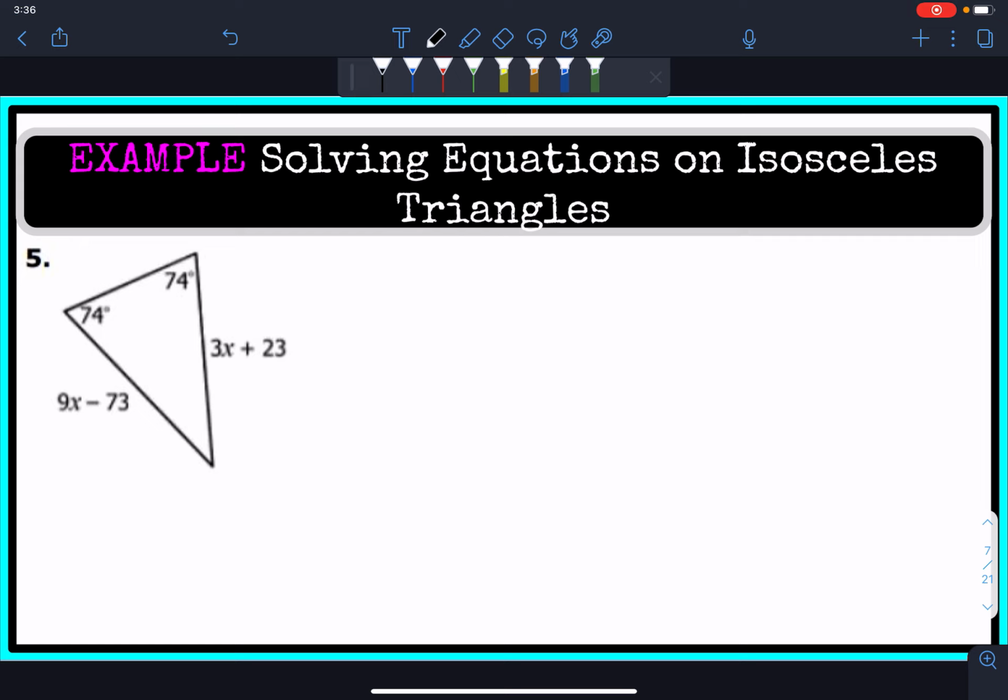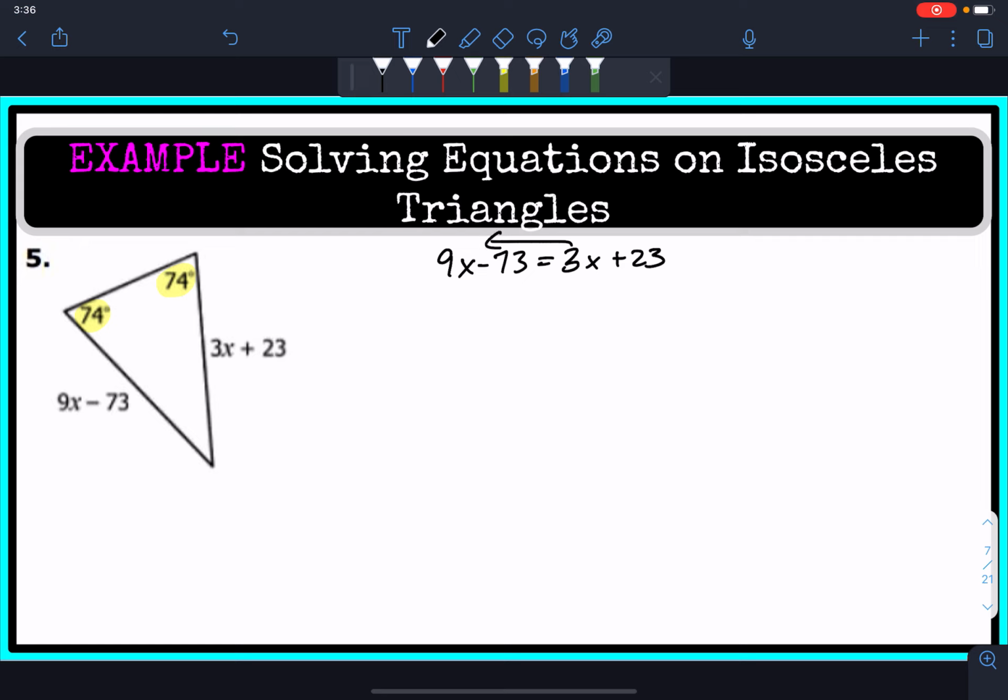Let's now look at an example again where we're using isosceles triangles to solve equations. Now here, we're not told that the two sides are equal, but we are told that the two angles are 74 and 74. So since these two angles are equal to each other, that means these two sides are also going to be equal to each other. So 9x minus 73 is equal to 3x plus 23.